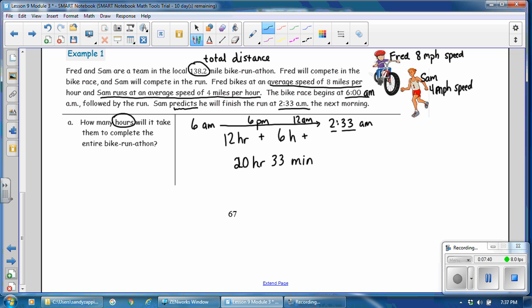But the question is asking how many hours, so we need to convert this 33 minutes to hours. So first let's write it as a fraction. We have 20 and 33 out of 60. And to convert that to a decimal, you can either use your calculator, 33 divided by 60, or you can use your fraction to decimal key. And that equals 20.55 hours. So there's our answer. That's 20.55 hours they're going to be biking and running.